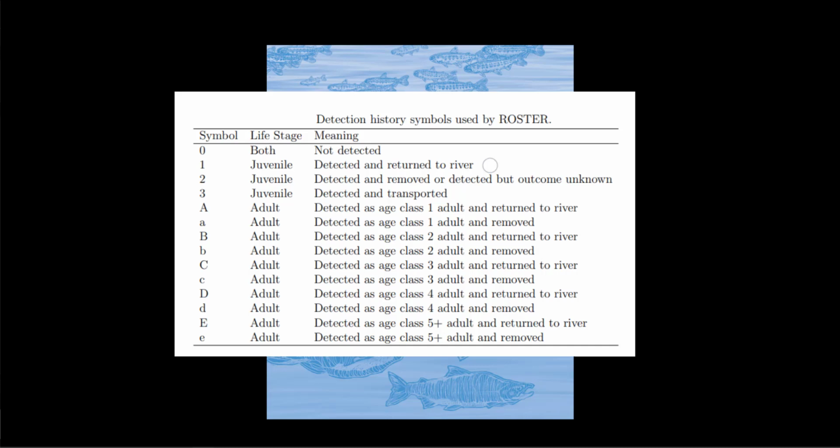The letters indicate both detection and age class of the detected returning adult, with big A indicating the first age class, ocean 1 fish, big B the second age class, etc. Capital letters indicate that the adult was returned to the river after detection, and lowercase letters indicate known removal, for example, censoring of the adult upon detection.